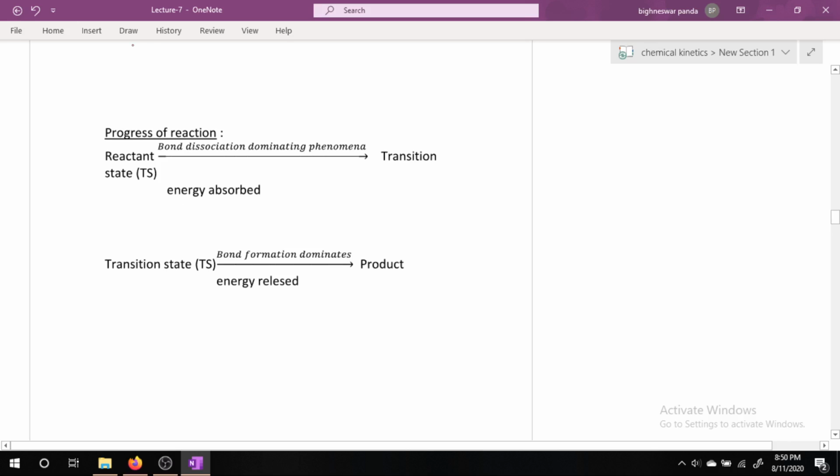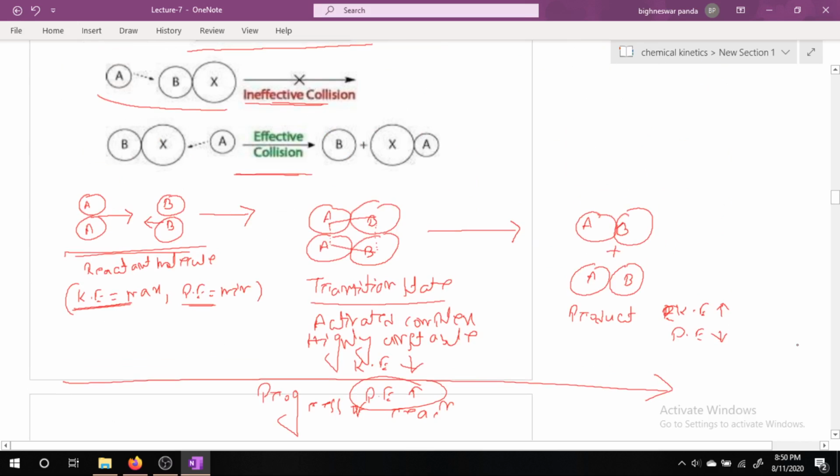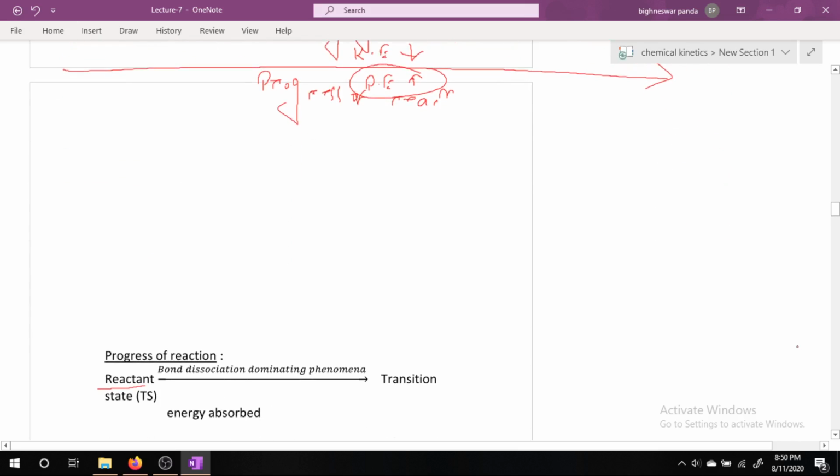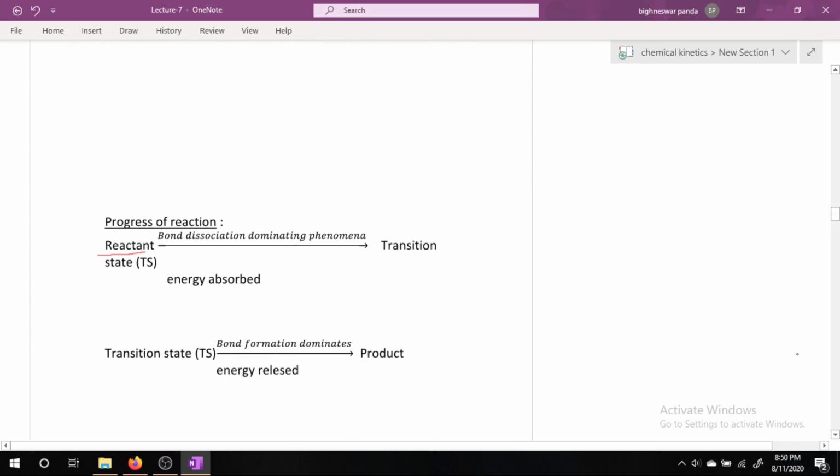that first there are reactants. In reactants, bond dissociation is the dominating phenomenon. That means in the reactant the bonds break. During the formation of the transition state, reactant molecules undergo dissociation of bonds, in case of A and in case of B. So bond dissociation dominates, and during this process energy is absorbed, and the transition state is formed.